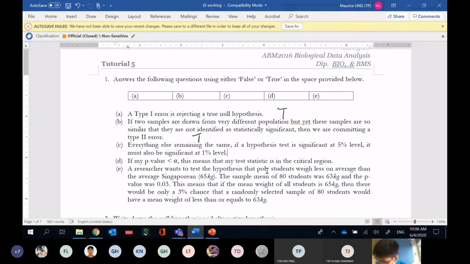Okay, question 1C. Jianing: True. Everything significant at 5% will also be significant at 1%? It's false. It's the other way around. If it's significant at 1%, then it will be significant at 5%, but not the other way around.